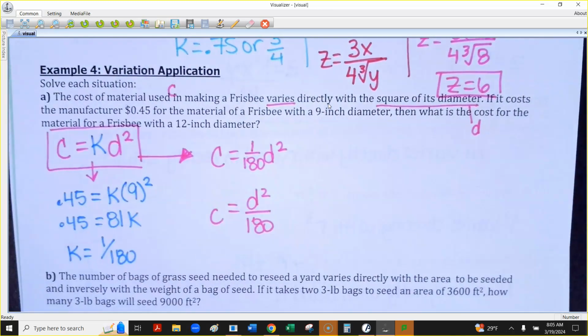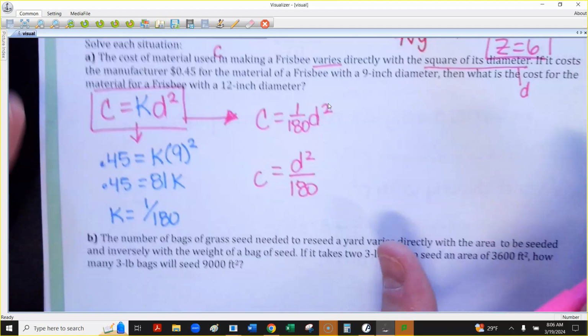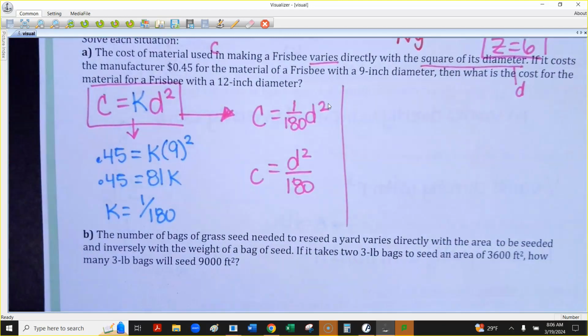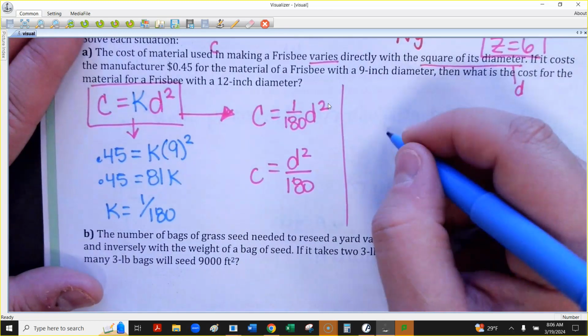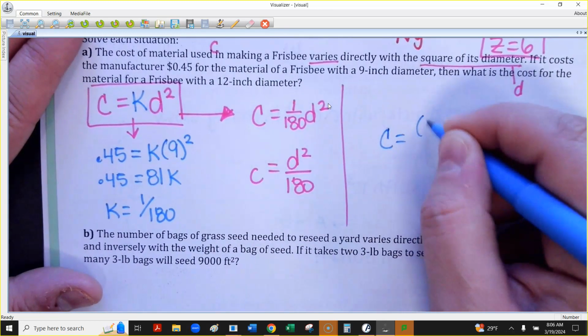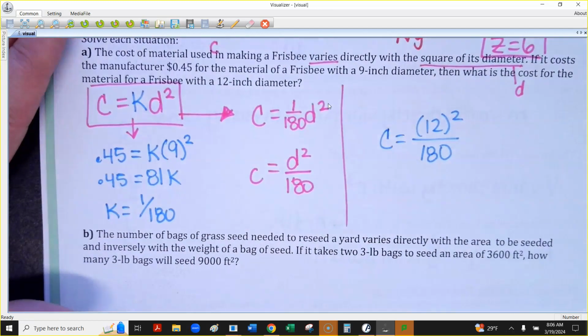Because we would take 1 times that diameter squared and divide it by 180. So both of those are ways you can write that. Then it just says what would be the cost if we change the diameter of the Frisbee to 12 inches. So we're just going to plug it in. If I change this to 12, it's just going to be diameter squared divided by 180.